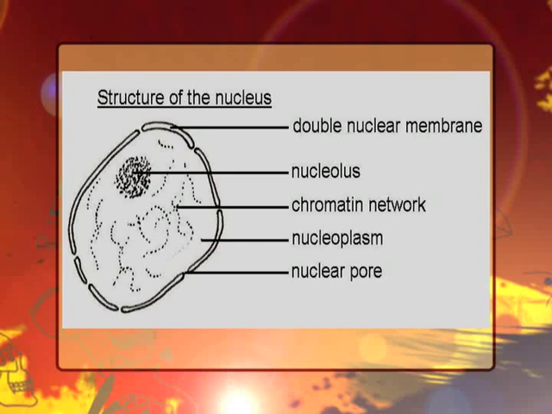This is an example of a good diagram. Always use a sharp pencil to draw your diagrams. You should not use color in a biological diagram. You should always not use shading. Your diagram should have bold, simple lines.